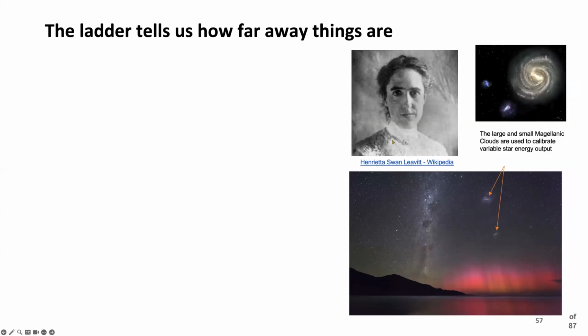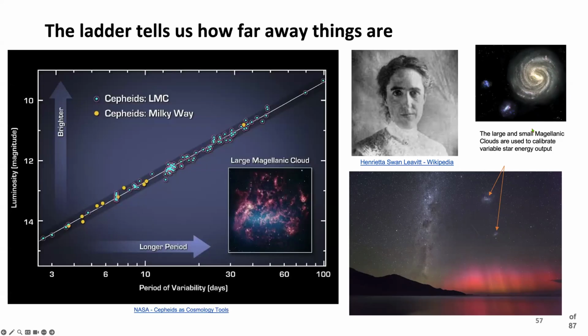Here's the hardworking astronomer who invented the Cepheid variable technique. That's Henrietta Leavitt. And we now know, for example, the distance to these companions to the Milky Way, the large and small Magellanic Clouds, because there are Cepheid variable stars in there that are close enough that we can use the parallax technique.